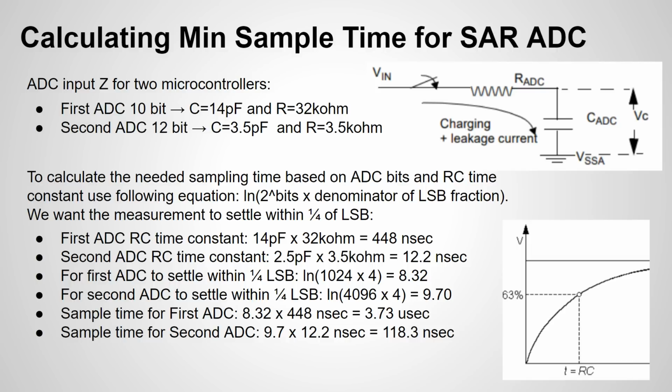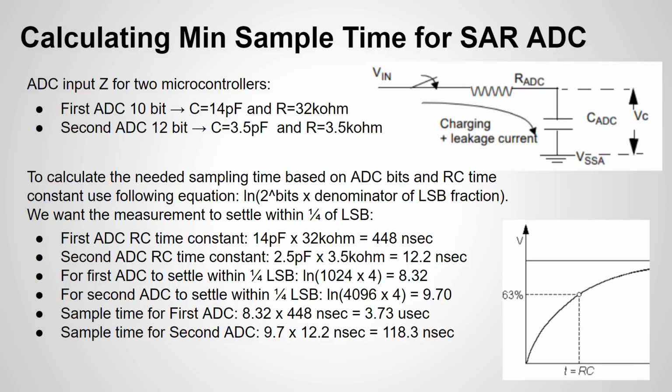Okay, so to calculate the needed sampling time based on the ADC bits, we need to know how many bits we want to achieve, and we need to know the RC time constant. We can use the following equation. Now, I got this equation from an application note or a white paper, but once again, if you haven't done math in a while, ln means natural log. So this is the natural log of 2 to the power of the bits, so for one case it's 10 or 12, to the denominator of the least significant bit fraction. So that's a little confusing.